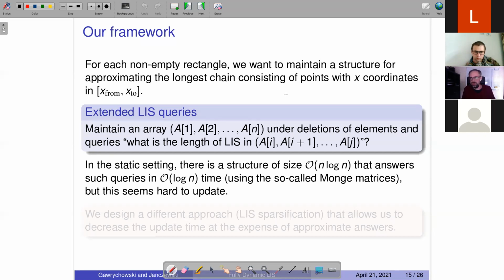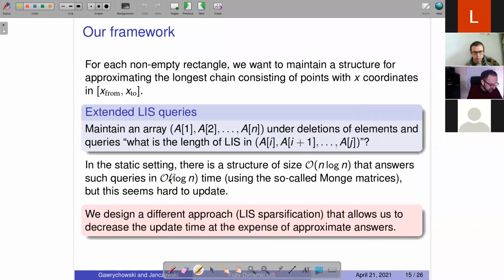This is not so easy to implement efficiently, but it turns out that there's a structure of size n log n. It can be constructed in n log squared n, and the query time is log n. If you have heard about the Monge matrices or the Monge property, you can use this to design such a structure. But this structure is really static. I mean, it's not clear how to update it.